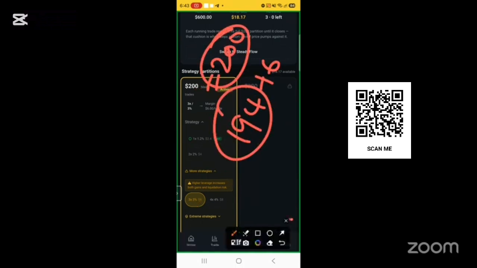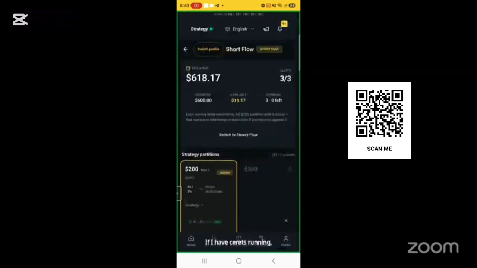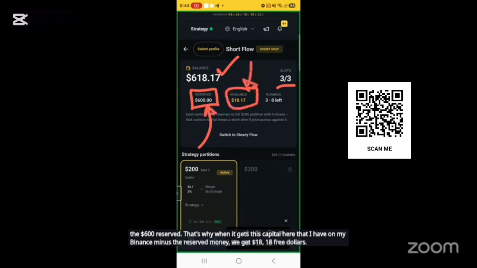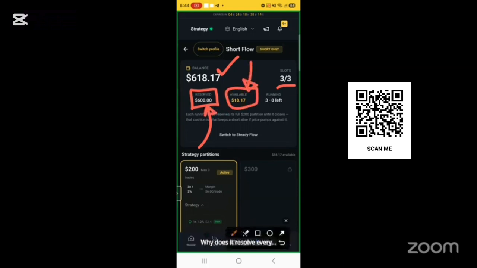If I have 3 trades running, it means I have all the $600 reserved. That's why when it gets this capital here that I have on my Binance, minus the reserved money, we get $18, 18 free dollars. Why does it reserve all that money aside?